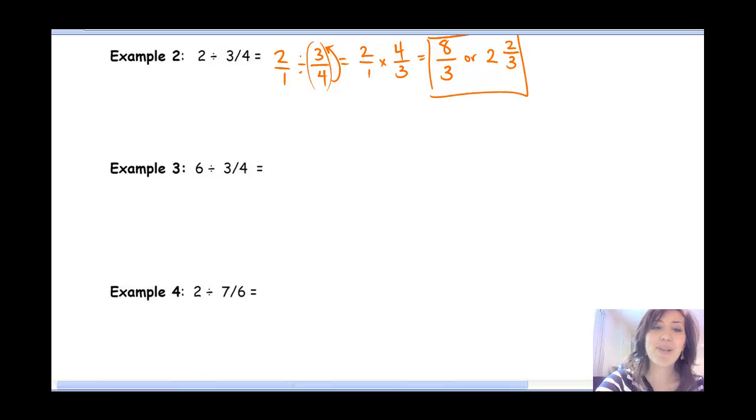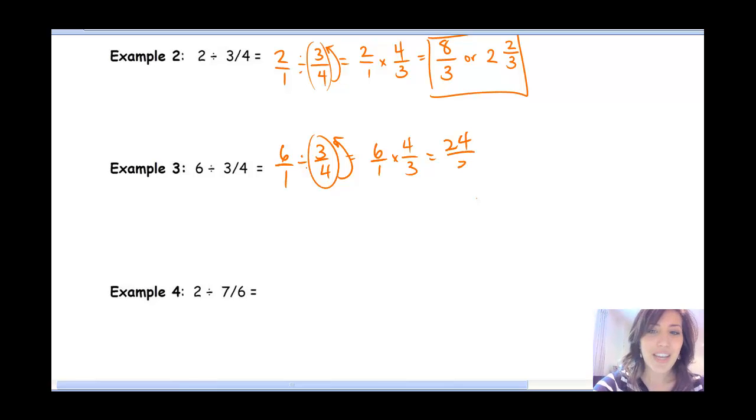The next example, 6 as a secret fraction divided by 3 over 4. Let's flip this and multiply. 6 over 1 times 4 over 3. 6 times 4 is 24, divided by 3 times 1 is 3. Can 3 go into 24? Yes, it can. Woohoo, it's always nice when you can reduce. 3 goes into 24 8 times. 3 goes into 3 once, or we can say just 8 as a whole number.